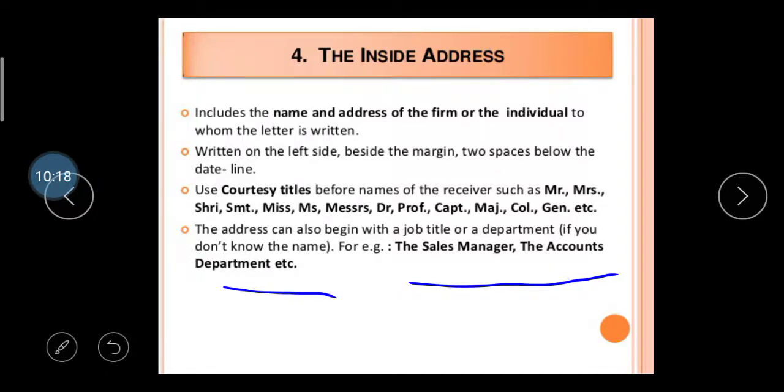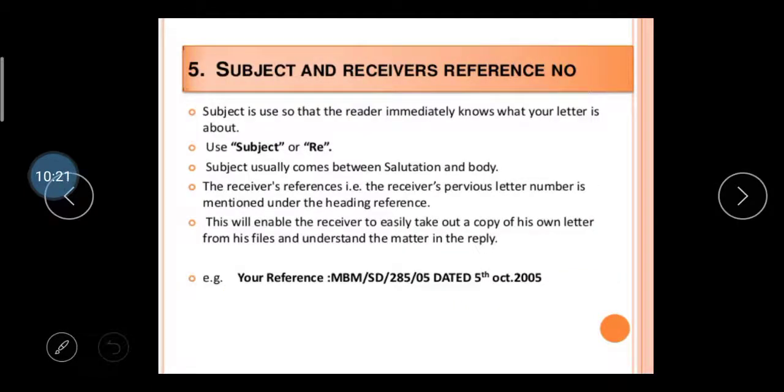Then after, the subject and the receiver's reference number. The subject is used so the reader can immediately know the objective of your letter. So use the subject, or RE, meaning reference. The subject usually comes between the salutation and the body of the letter. The receiver's reference can differ. For example, the receiver's previous letter number is mentioned under the heading reference. This enables the receiver to easily take the copy of their own letter from the files and understand the matter in the reply.